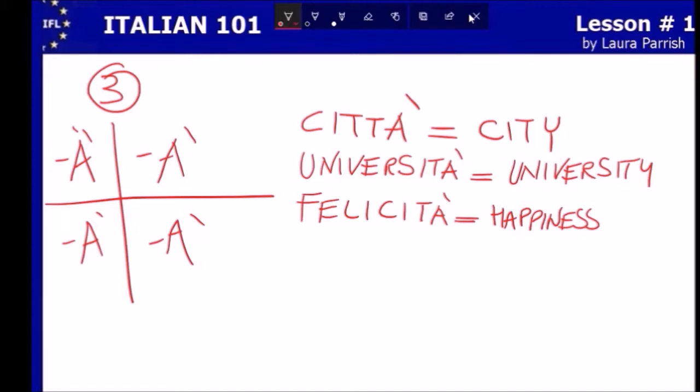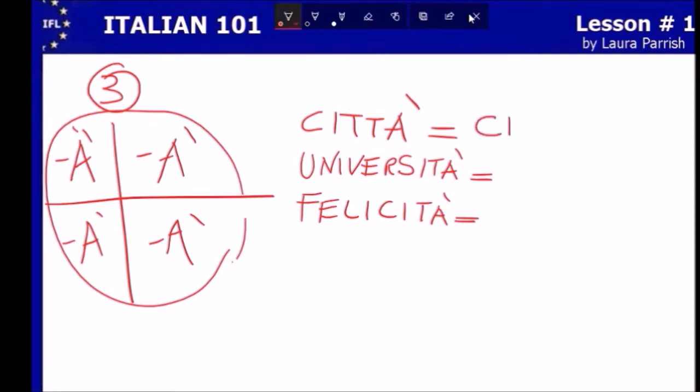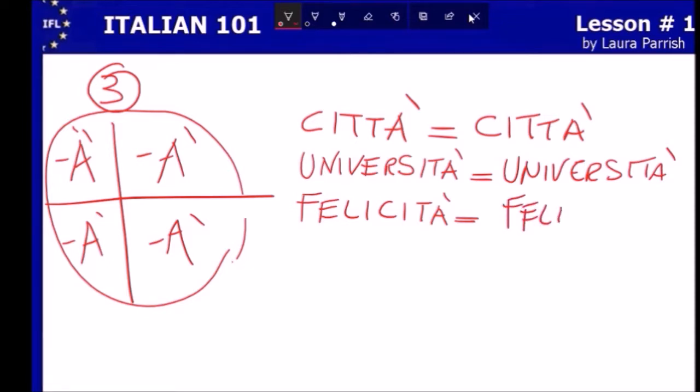So here, those words end in an accent. You see, it never changes. It's all the same. So if you want to make it plural, you use the same word. Let's make it plural just to make sure that you understand. Città is one città. The plural of città is the same, città. The plural of università is università. The plural of felicità is felicità.